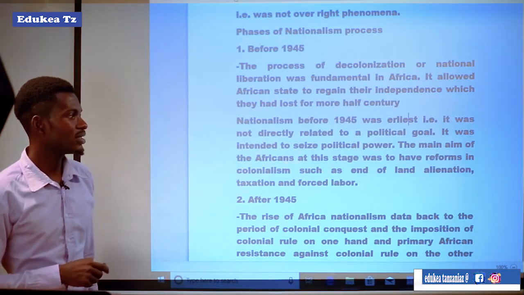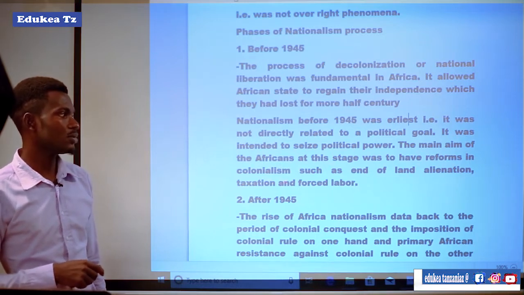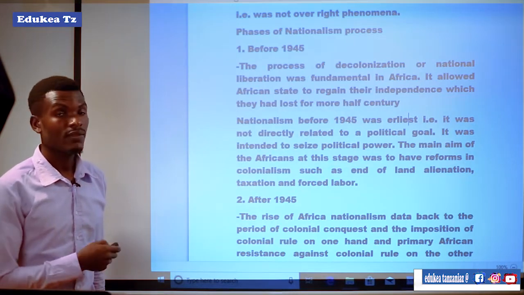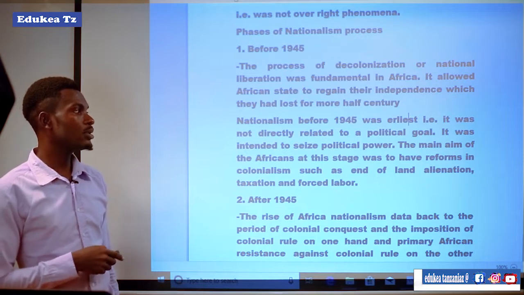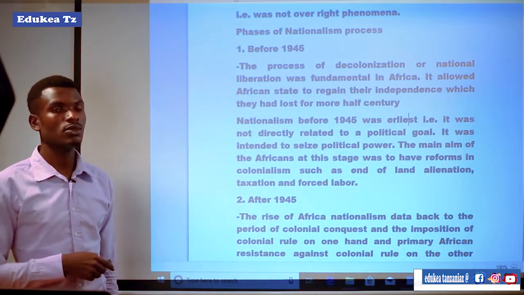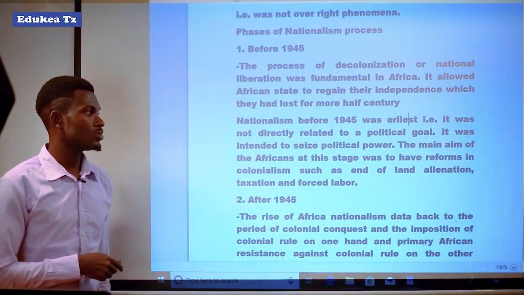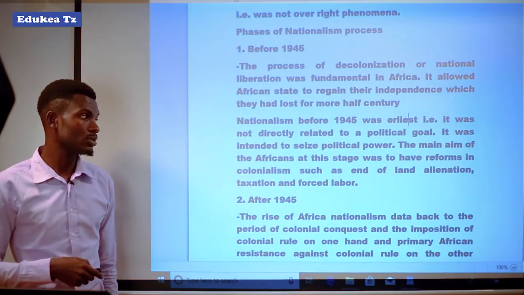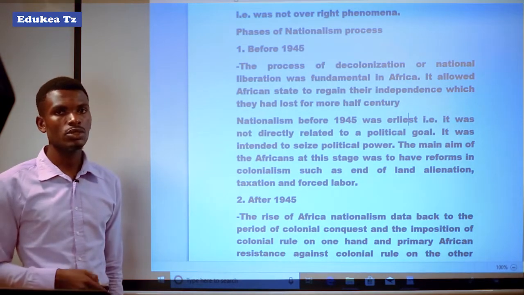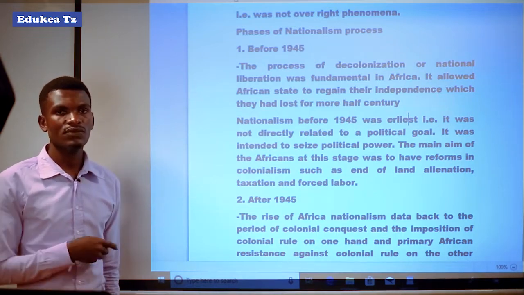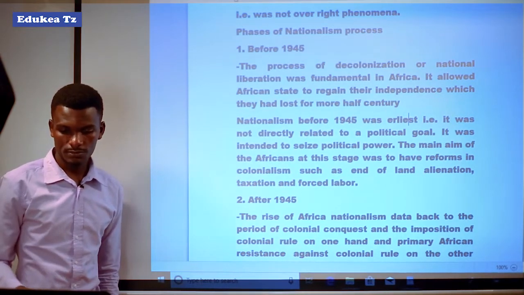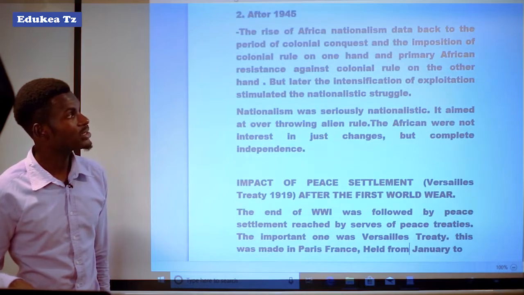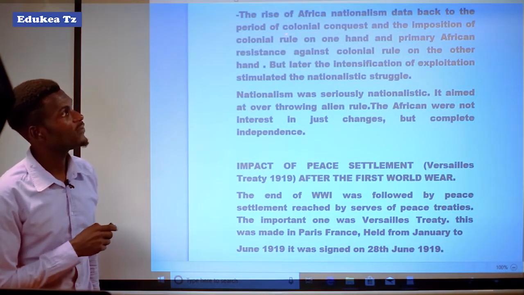The main aim of the Africans at this stage was to have reforms in colonialism, such as an end to land alienation, taxation, and forced labor. It means that the main objective was not to gain political power, but to make Africans witness some reforms during colonialism, such as eliminating land alienation, taxation, and forced labor in African colonies.